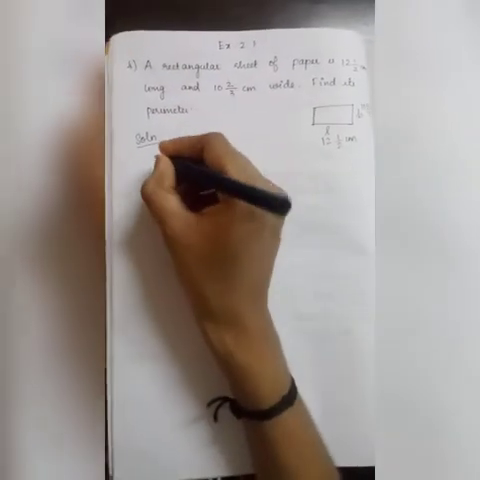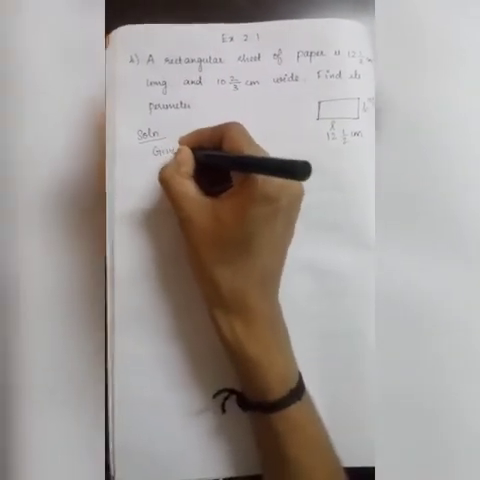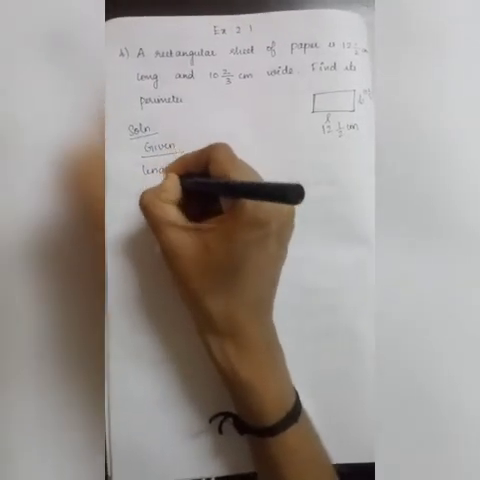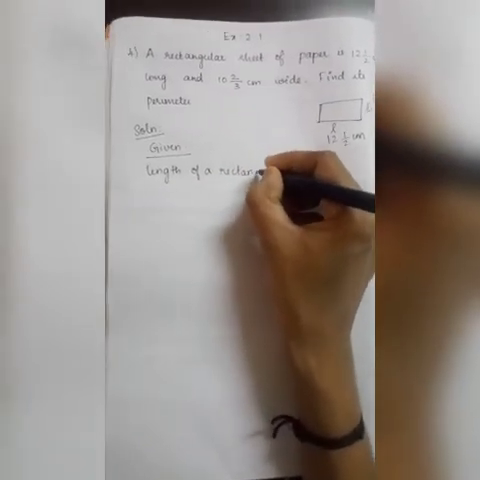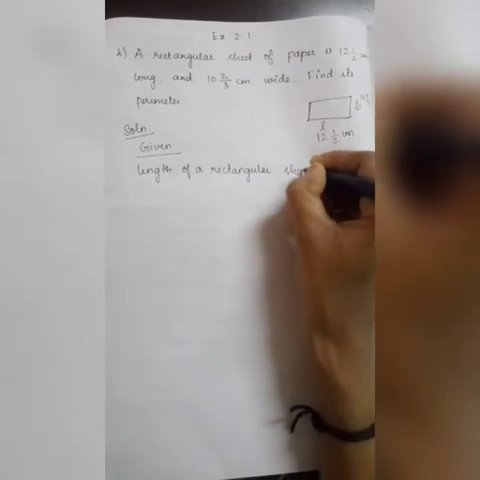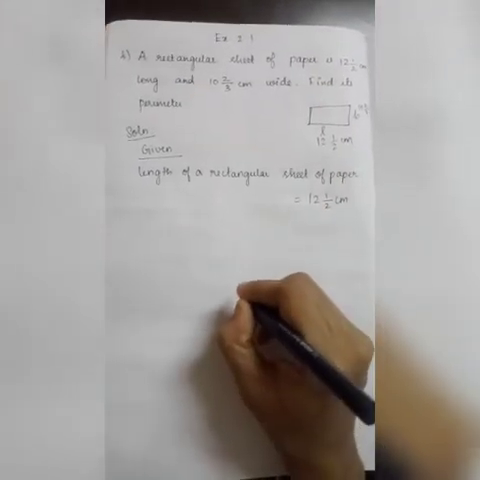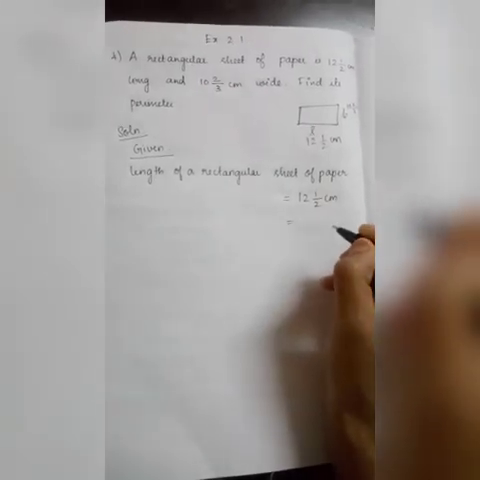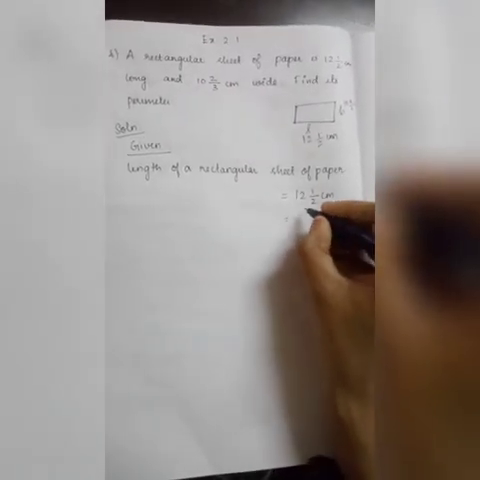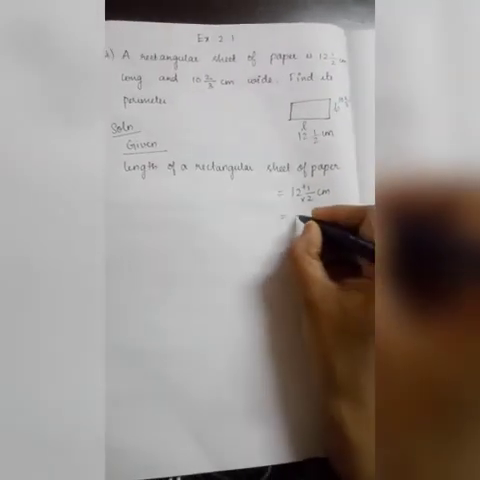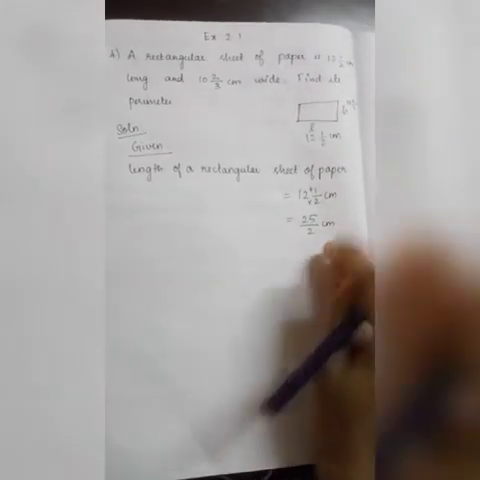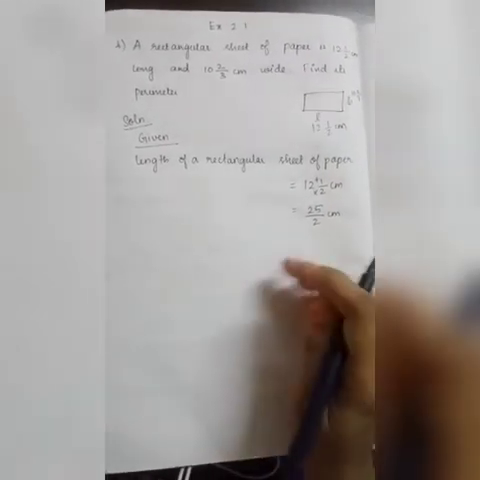You should write what is given. Length of a rectangular sheet of paper is 12 1 by 2 centimeter. Since it is a mixed fraction, can I convert it into an improper fraction? Yes. So multiplication, addition: 12 2s are 24, 24 plus 1, 25 by 2 centimeter. So your length is 25 by 2 centimeter.